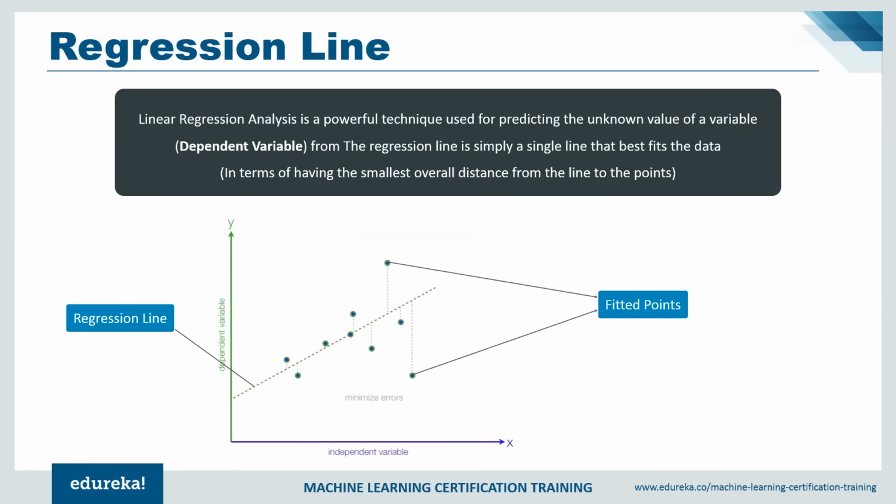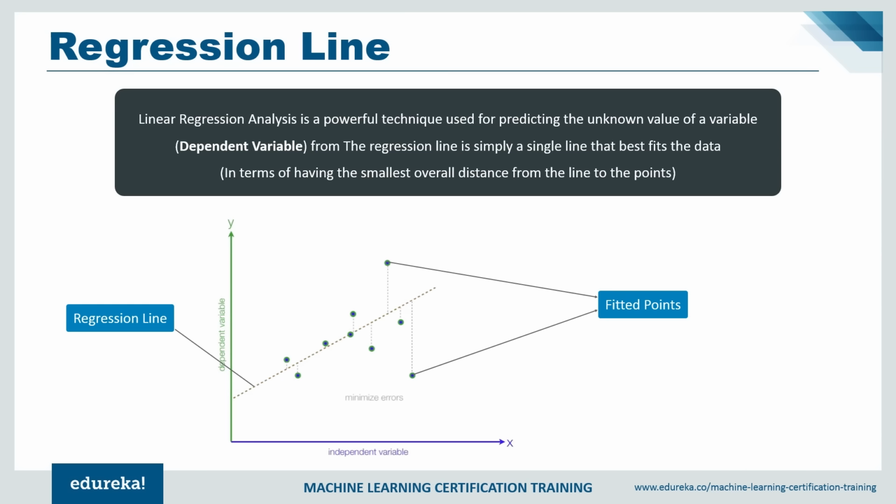Now if we talk about regression lines, linear regression analysis is a powerful technique used for predicting the unknown value of a variable, which is the dependent variable, from the regression line, which is simply a single line that best fits the data in terms of having the smallest overall distance from the line to the points. As you can see in the plot here, we have the different data points. These are known as the fitted points. Then again, we have the regression line, which has the smallest overall distance from the line to the points.